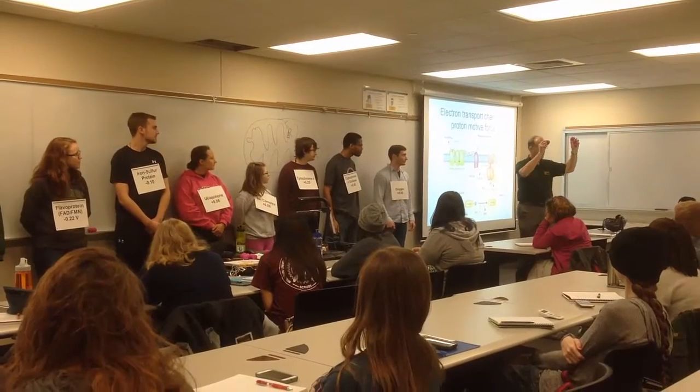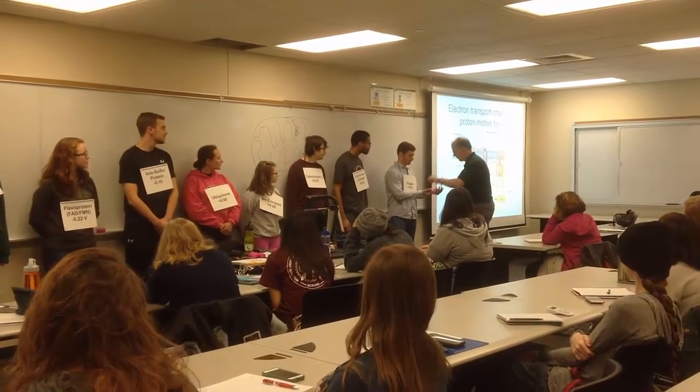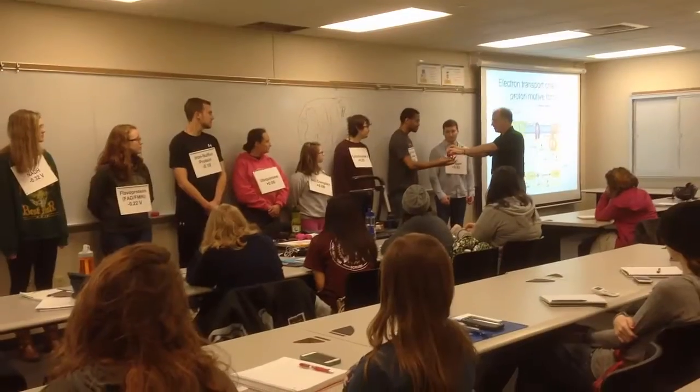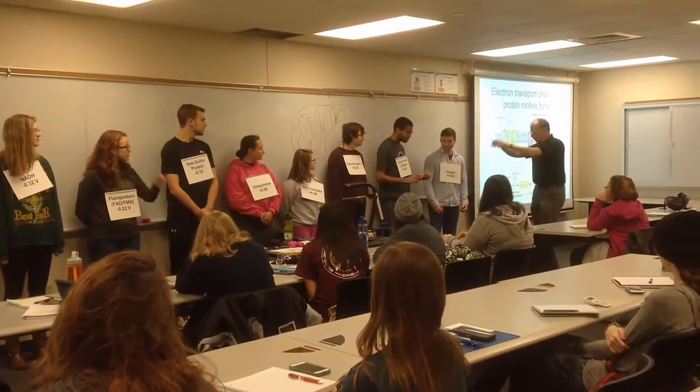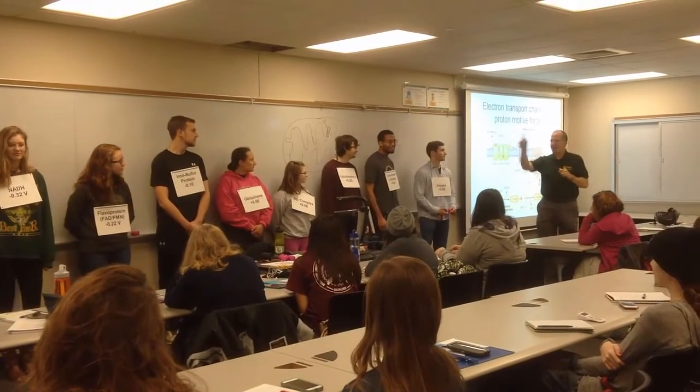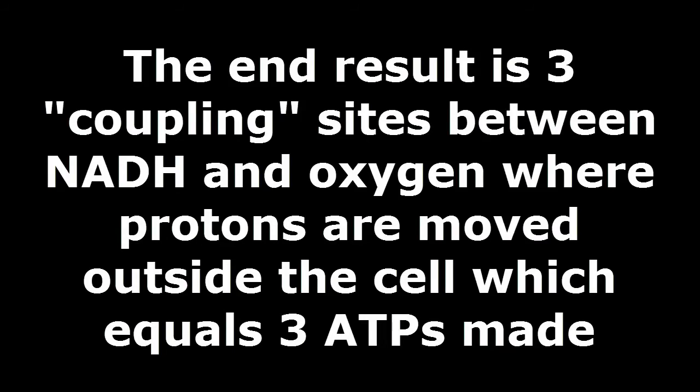So this continues until our terminal electron acceptor, which in this case is oxygen. Oxygen gets electrons, and protons then come from the inside the cell. The terminal oxidase enzyme can also translocate additional protons outside the cell. So in this whole process of the electron transport chain, proton motive force is generated by translocating protons outside the cell.